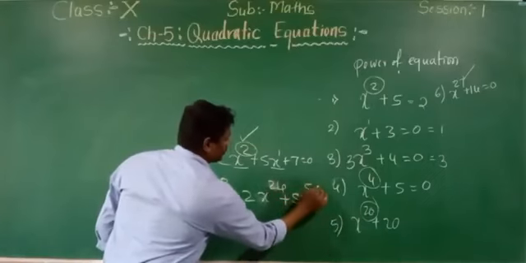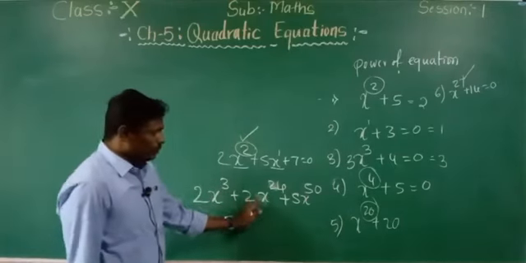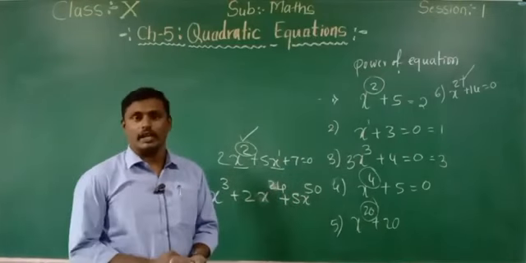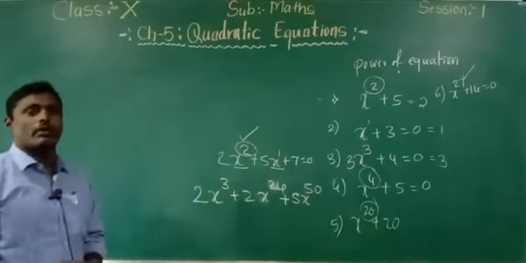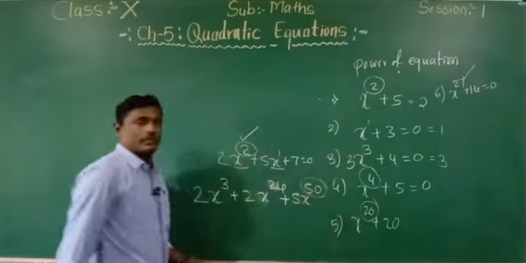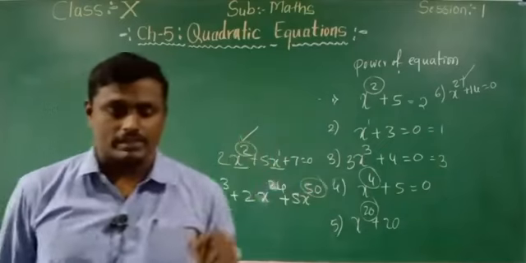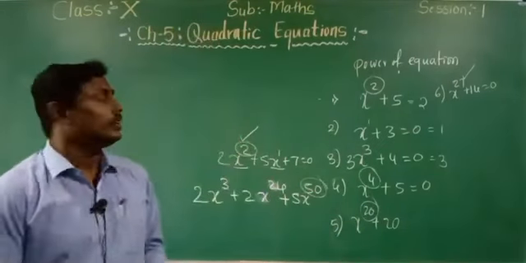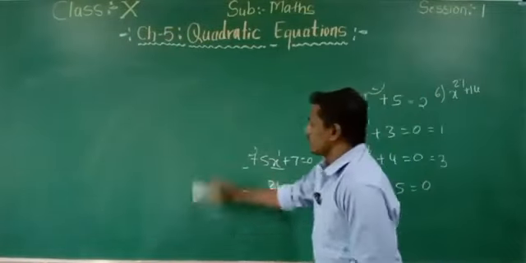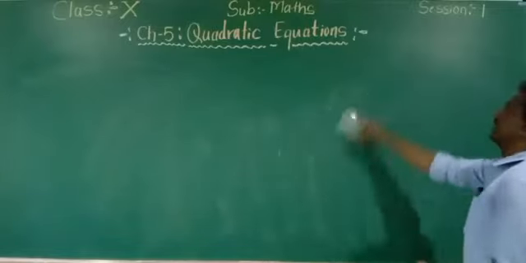5x raised to 50, 2x cube plus 2x raised to 24 plus 5x raised to 50. In that, can you identify the highest power of the equation? The highest power of the equation is 50. So, on the basis of the powers of the equation, we are going to classify the equations. We will move on to how they are classified and what the types of equations are.